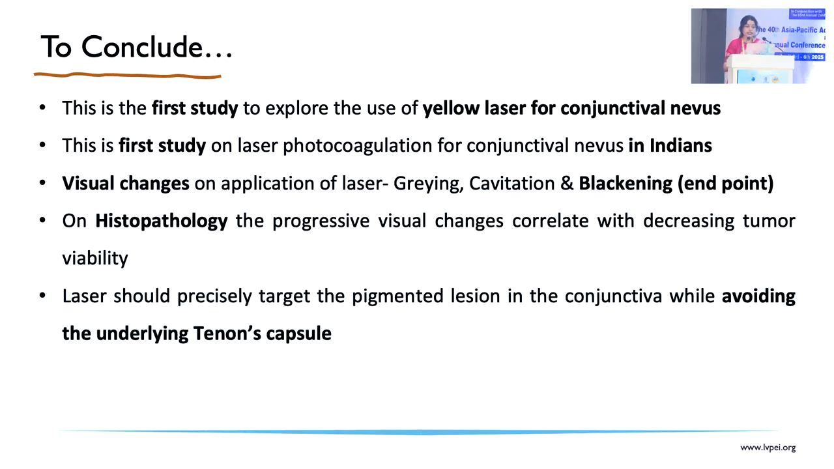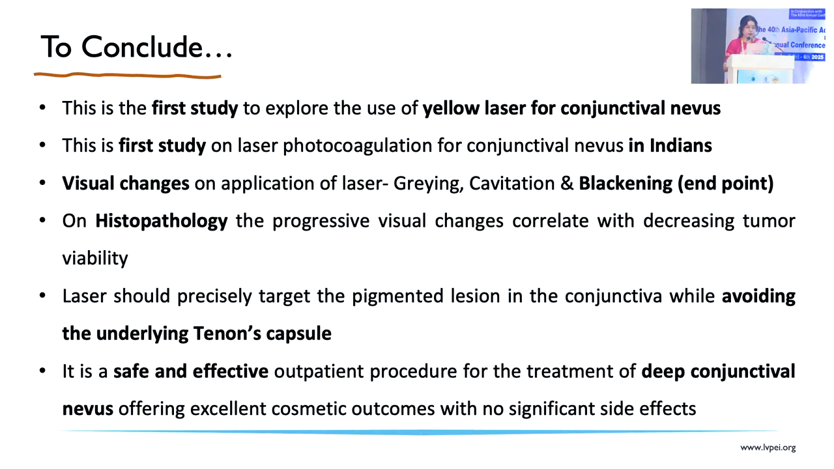The visual changes on application of laser are graying, cavitation and blackening, blackening being the end point. On histopathology, the progressive visual changes correlate with decreasing tumor viability. Laser should precisely target the pigmented lesion in the conjunctiva while avoiding the underlying Tenon's capsule. It is a safe and effective outpatient procedure for the treatment of deep conjunctival nevus, offering excellent cosmetic outcomes with no significant side effect.